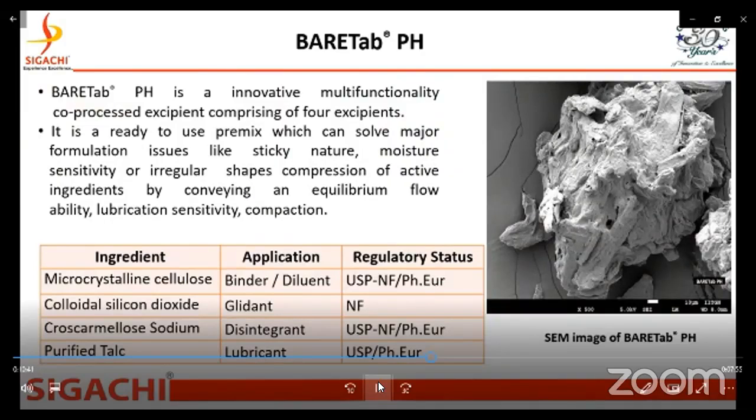BHAPH is an innovative multifunctional co-processed excipient comprising four different excipients: MCC as a binder diluent, silicon dioxide as a glidant, croscarmellose sodium as a disintegrant, and purified talc as a lubricant. It is a ready-to-use premix which can solve major formulation issues like sticky nature of API, water sensitivity, and irregular shape of the active ingredient for compression. It conveys an equilibrium of flowability, lubrication sensitivity, and compaction.